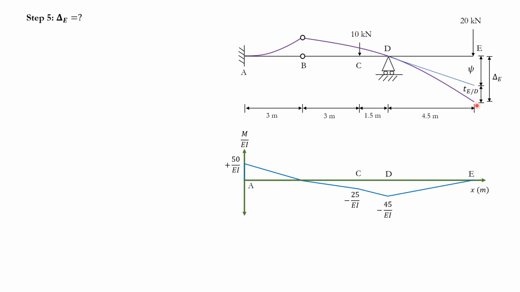TE with respect to D, I can just use the second theorem to find the value from the M over EI diagram. And so as you can imagine, if I add these two values together, I'm going to get the delta E value that I'm looking for. So this is what I have, right?